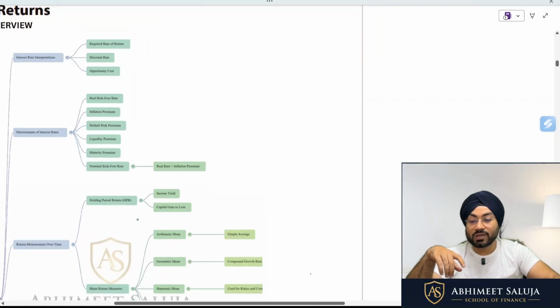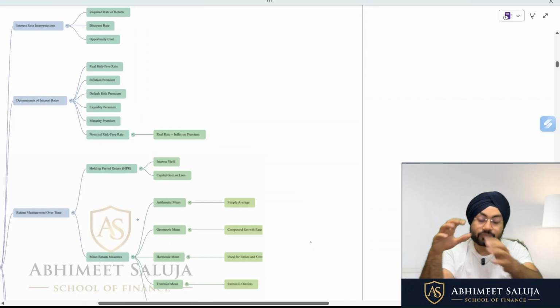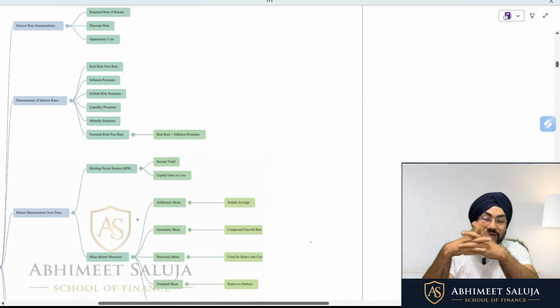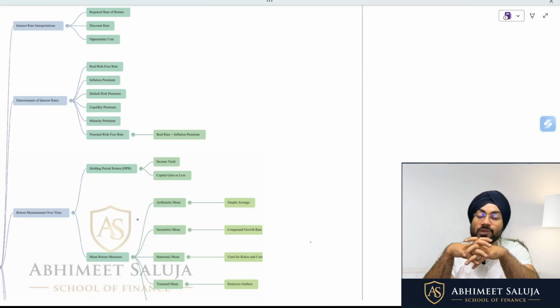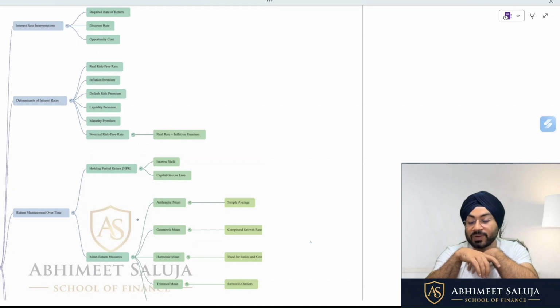So how do we interpret interest rates? Very simple. What is an interest rate? Say you go to a bank where you deposit 100,000. I'll be using more Indian examples because I am of Indian origin, and it will be much more convenient for me to explain the topics.